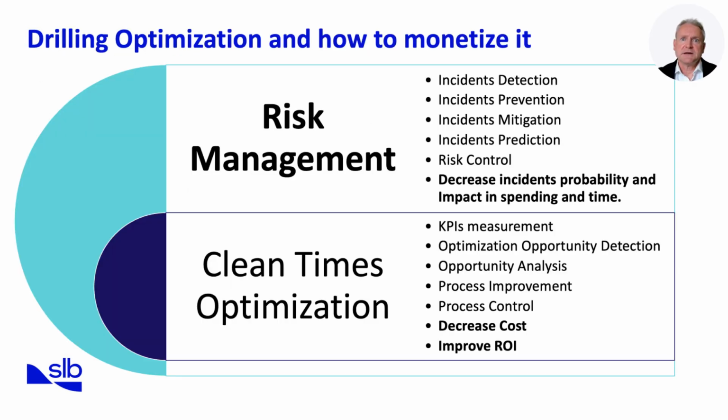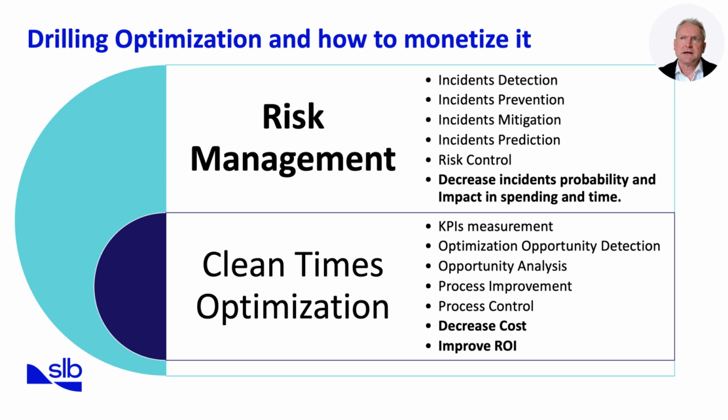Ultimately, risk management is not an isolated activity. It directly contributes to drilling optimization and value creation. A key point is that risk control directly correlates to monetization. By systematically detecting, preventing, mitigating, and predicting incidents, we reduce both the probability and the impact of unwanted events. This leads to cleaner drilling times, fewer interruptions, and a smoother operational sequence. The end result is less money spent on non-productive time and lower exposure to costly accidents.